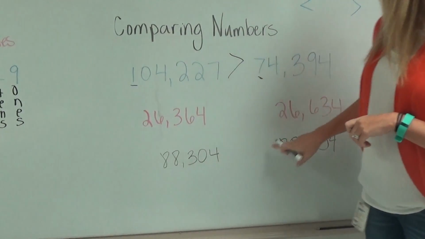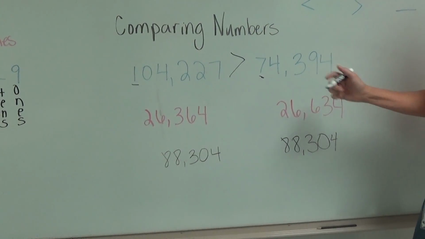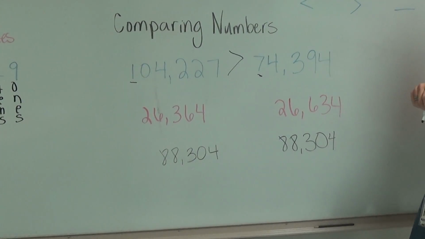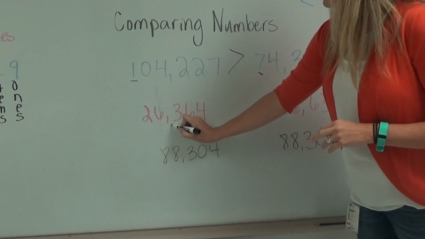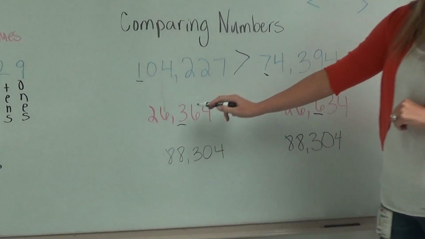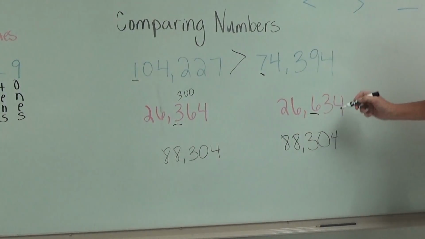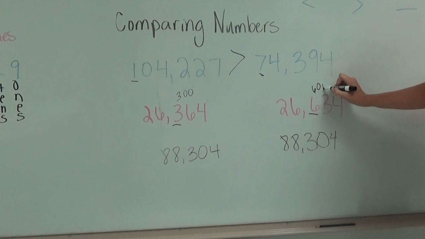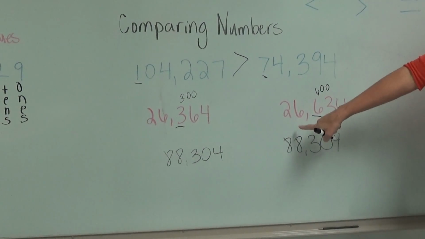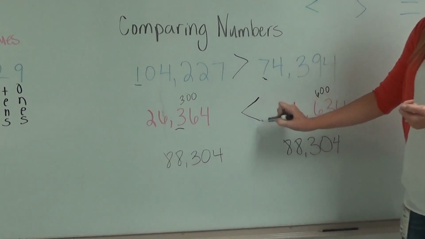Then when we look at our next number, we want to compare each digit. We look at our 2s, and they're the same. The 6s, they're the same. That might get some kids saying that the numbers are equal. But we want to keep going until we notice here we have a 3 and here we have a 6. So we know the value of this digit is 300 and the value of this digit is 600. So we know that 26,634 is going to be greater.